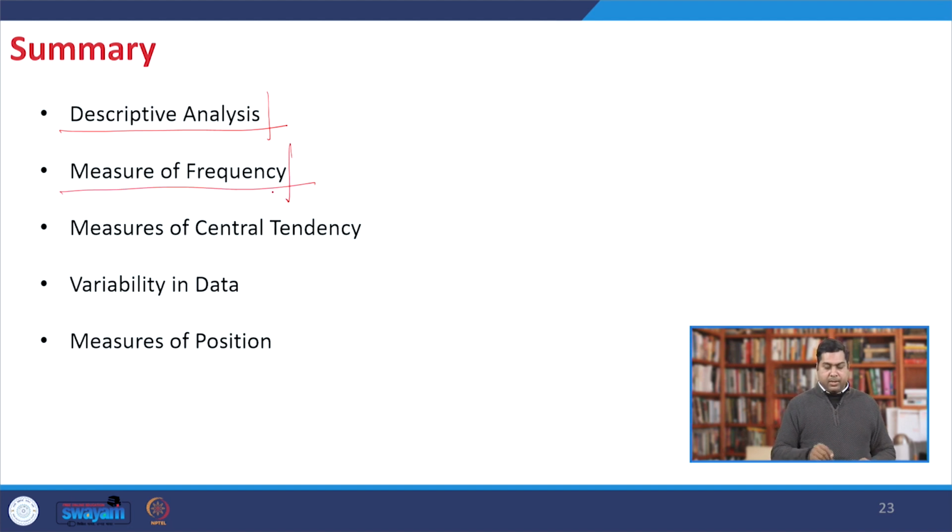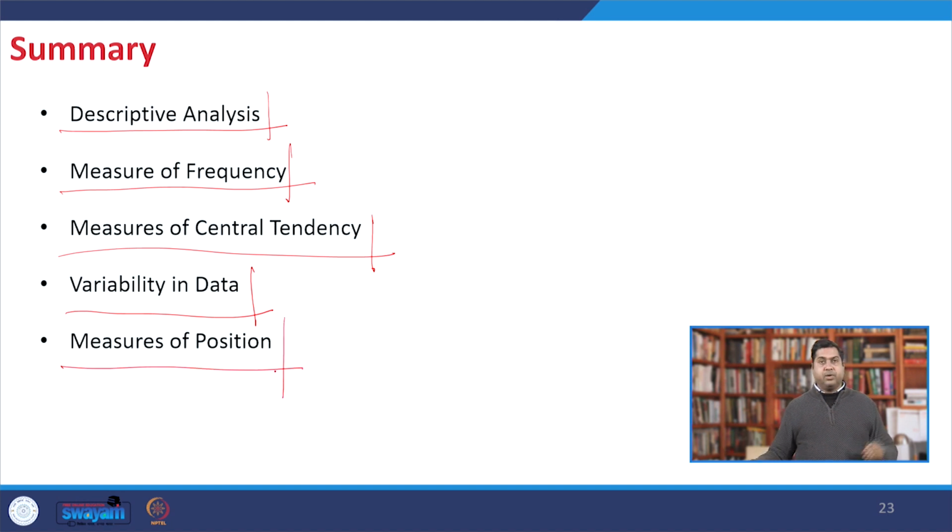Then there are some aspects to it: the measure of frequency, the measure of central tendency, variability in data in terms of kurtosis, skewness, the dispersion, etc., and the measure of position, where different kinds of percentiles and quartiles show where data lies, which will give you some understanding to decide upon the outliers, and then you can take that information, removing outliers for your further analysis. So, with that I conclude here.